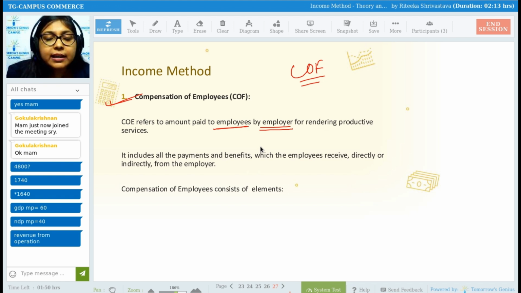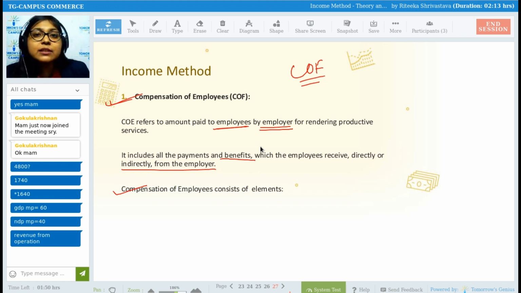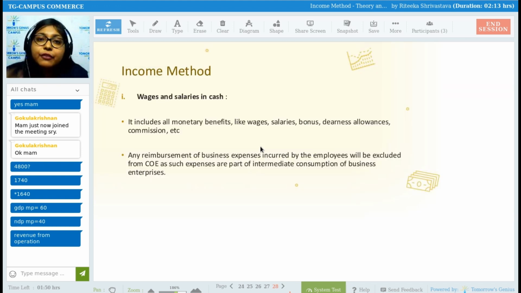So this employer and employee services and money exchange is nothing but compensation of employees. And this will include all the payments and benefits which the employees receive directly or indirectly from the employer. Compensation of employees consists of different elements. The employee can receive the compensation in different forms. What are the forms? The first form is wages and salaries in cash.